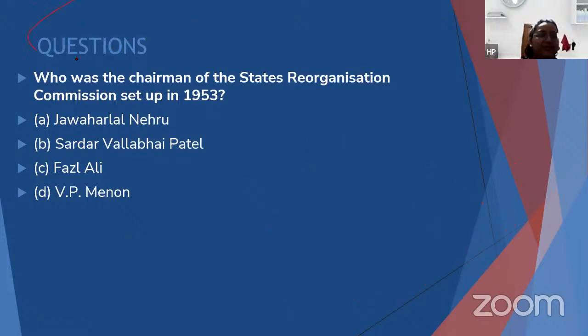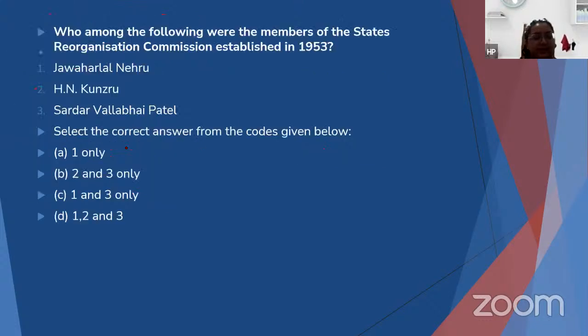Now, let's see the questions that we can frame from this. The first is, who was the chairman of the State Reorganization Commission set up in 1953? In 1953 we had the State Reorganization Commission set up, who was its chairman? We have read that it was Fazl Ali. Apart from him there were two people, K.M. Panikkar and H.N. Kunzru. So C answer is correct.